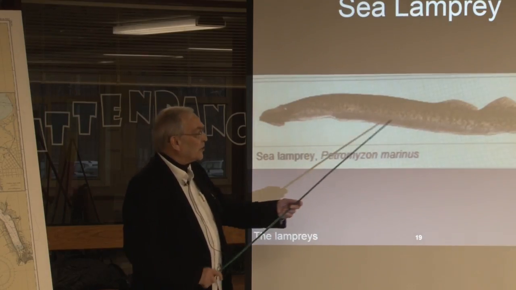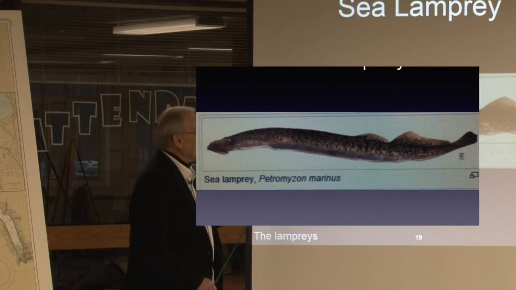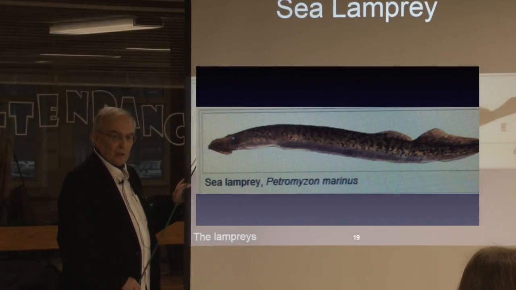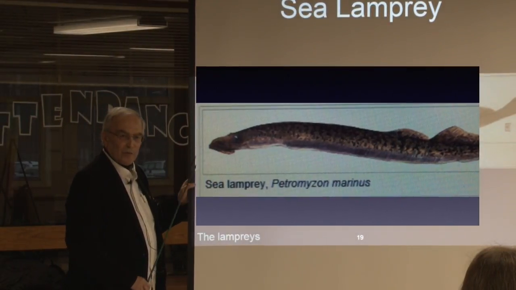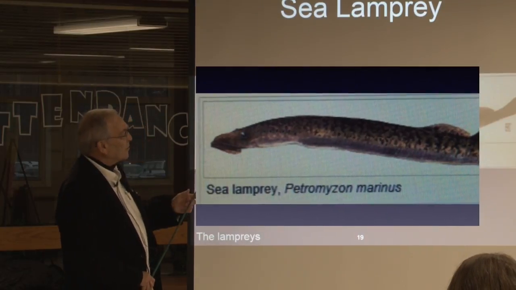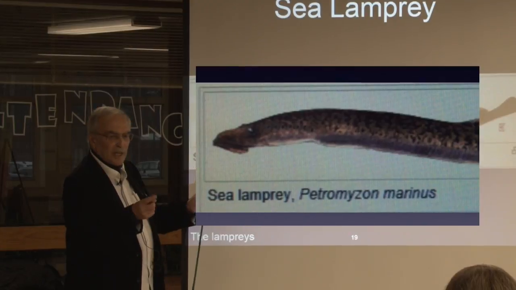Here's our buddy, the sea lamprey. They came in via the canals. The sea lamprey is a very primitive fish. They're jawless fishes. I think the name of the order is Agnatha, which means no jaws. And it has seven gill apertures.